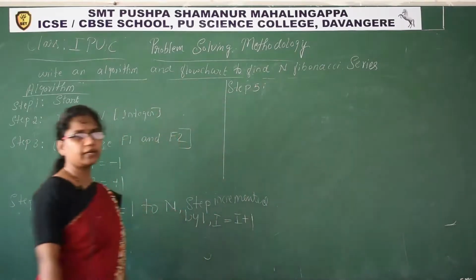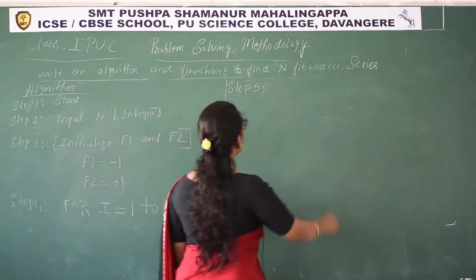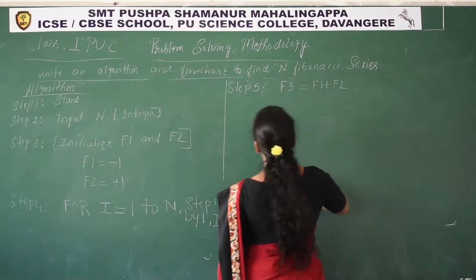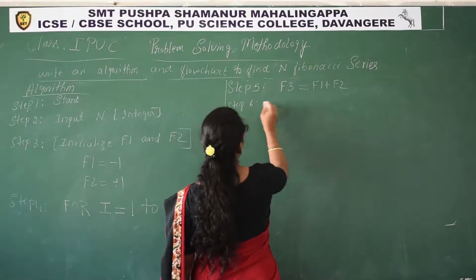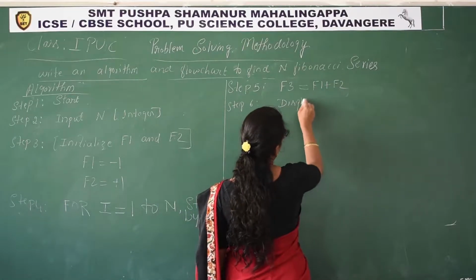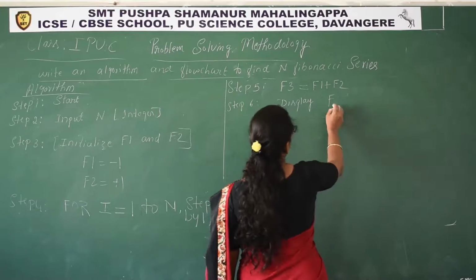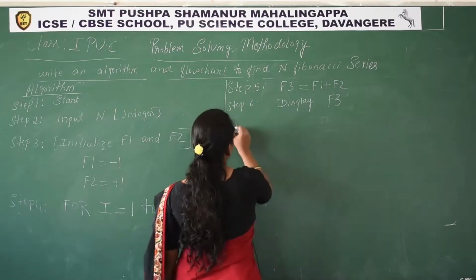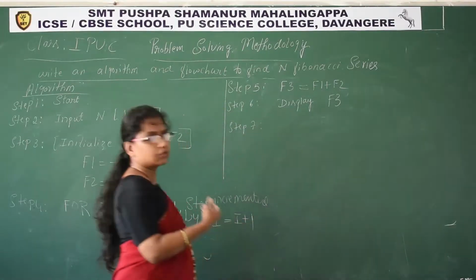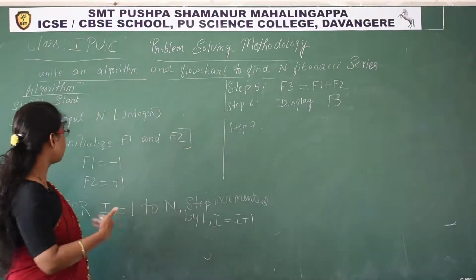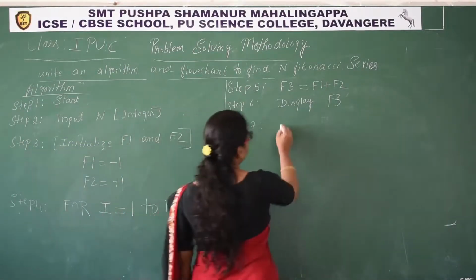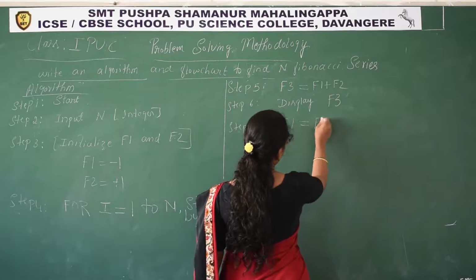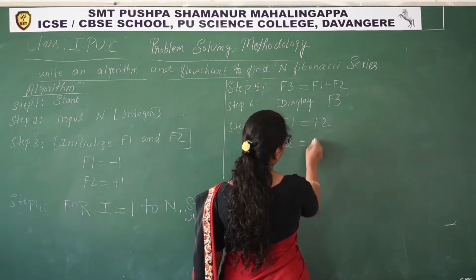So first we have to calculate the first number by adding these two values. F3 is equal to F1 plus F2. After that, in step 6, display F3. Next, step 7, now we have to modify the values of F1 and F2. Now till now what is F2? Now it has to become F1, that's why F1 is equal to F2. Now F2 is equal to F3.